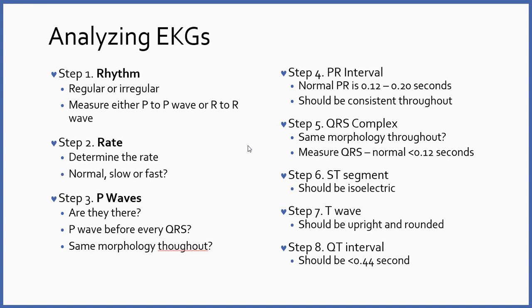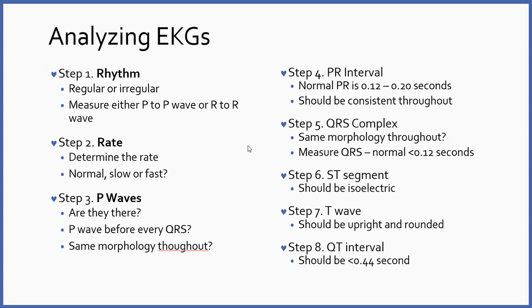Now start looking at the individual components. Find the P waves. Remember that the P wave represents atrial depolarization and that they should be upright and rounded. There should be a P wave before every QRS, and the P waves should all look about the same.